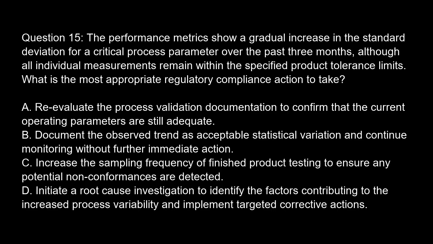Option A. Reevaluate the process validation documentation to confirm that the current operating parameters are still adequate. Option B. Document the observed trend as acceptable statistical variation and continue monitoring without further immediate action. Option C. Increase the sampling frequency of finished product testing to ensure any potential nonconformances are detected. Option D. Initiate a root cause investigation to identify the factors contributing to the increased process variability and implement targeted corrective actions.